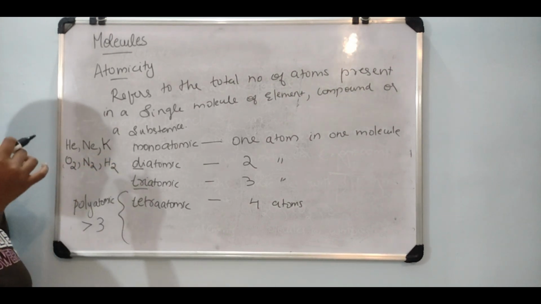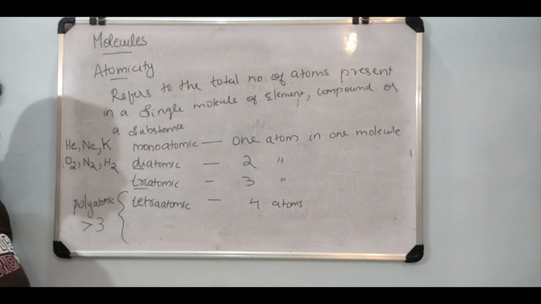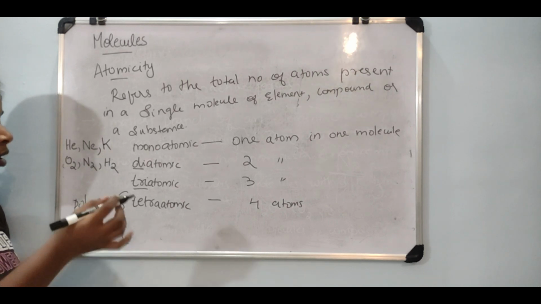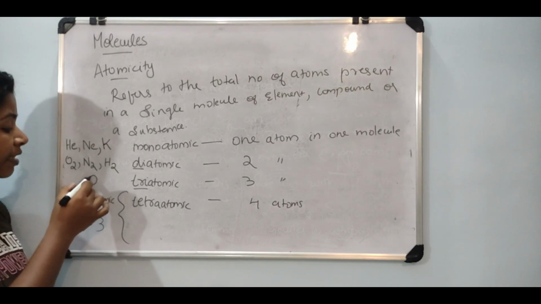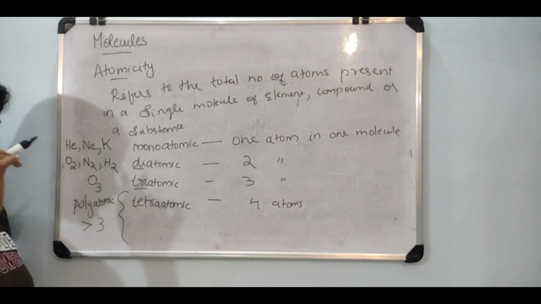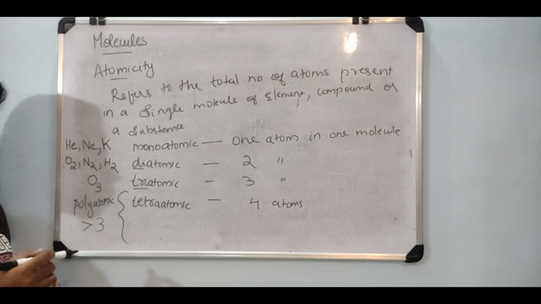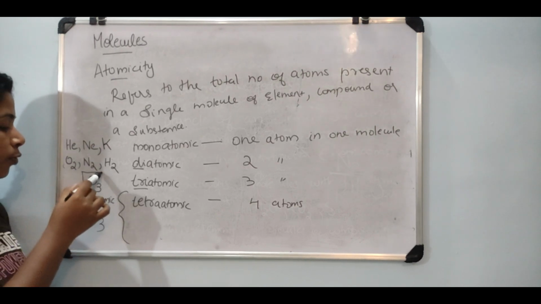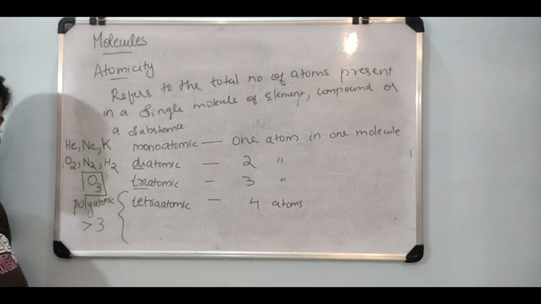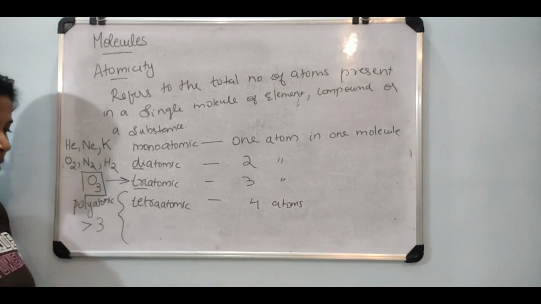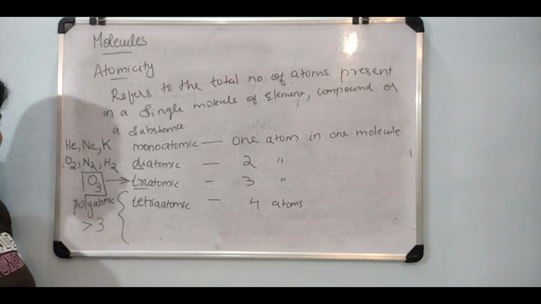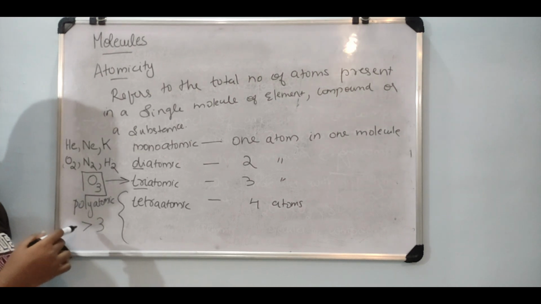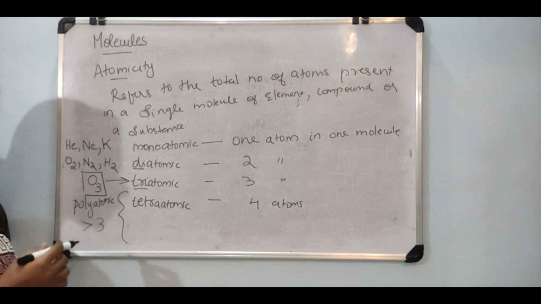Now coming to triatomic. Have you heard about ozone? What is the molecule of ozone? It is O3. 3 atoms of oxygen are combining to form a molecule of ozone. So this is what? Triatomic. Now coming under tetraatomic or polyatomic, means whichever molecules which has greater than 3 atoms is known as polyatomic.